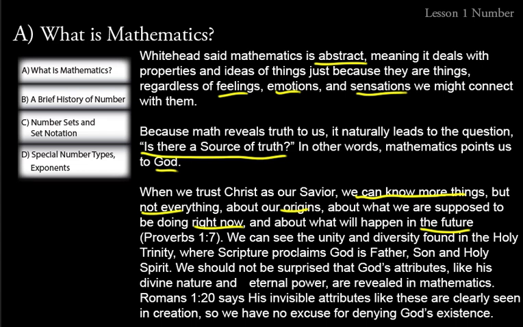We can see the unity and diversity, a topic we'll discuss a lot in this course. We can see that found in the Holy Trinity, where Scripture proclaims God is Father, Son, and Holy Spirit. 3, but also 1. We should not be surprised that God's attributes, like his divine nature and eternal power, are revealed in mathematics. So, we can't see his divine nature. Romans 1:20 says his invisible attributes, like those, are clearly seen in creation. So we have no excuse for denying God's existence.